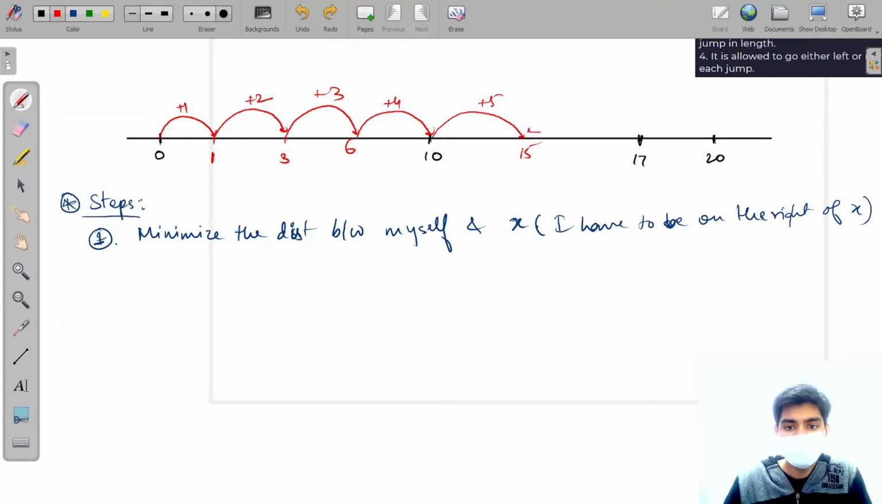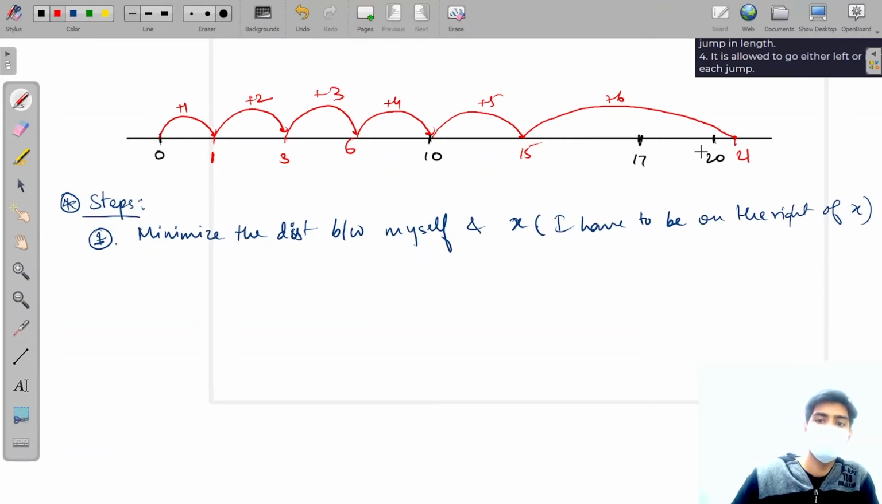The distance between 15 and 17 is 2 units, but I'm saying that I have to minimize the distance between myself and x, and I have to be on the right hand side of x. So now I'll take a jump of plus 6 units, which will get me to 21. After taking a jump of plus 6 units, I'll get to 21.